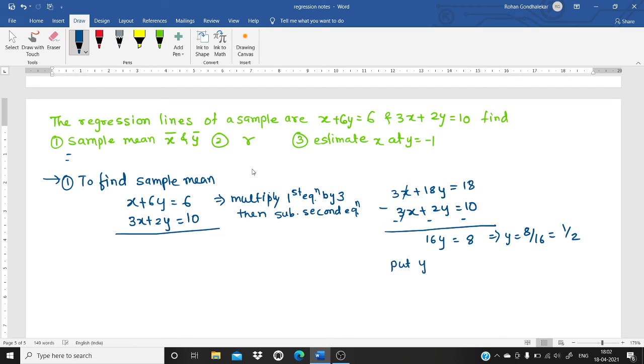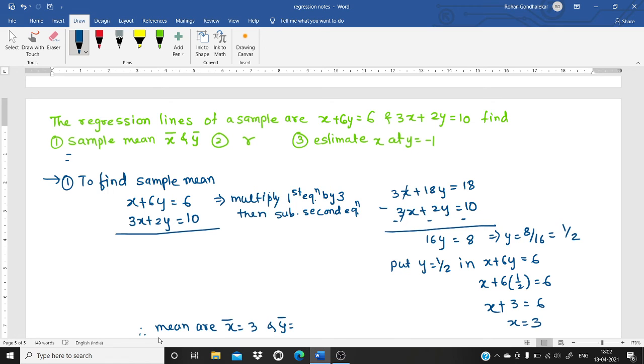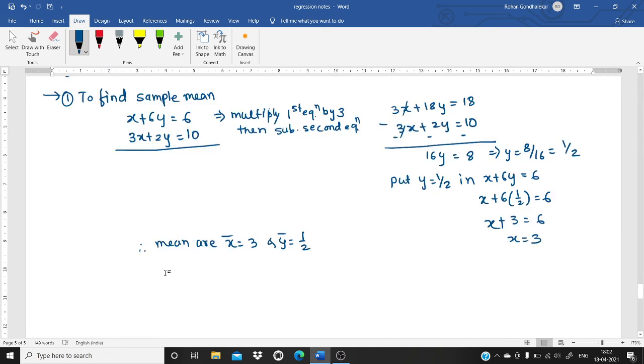Put y is equal to 1 by 2 in x plus 6y is equal to 6. So we have x plus 6 into 1 by 2 is equal to 6, which gives me x plus 3 is equal to 6. So hence x is equal to 3. Therefore, the means are x bar is equal to 3 and y bar is 1 by 2. Clear? Now move to the second.